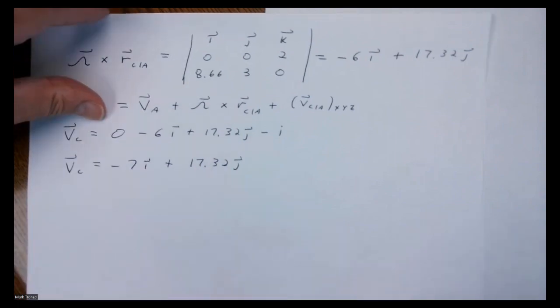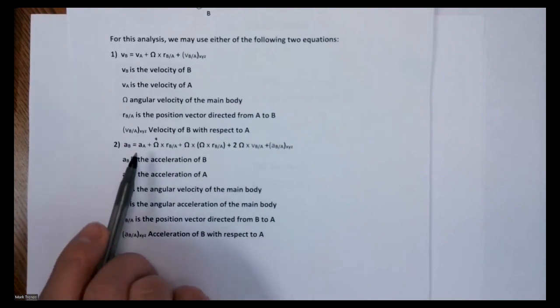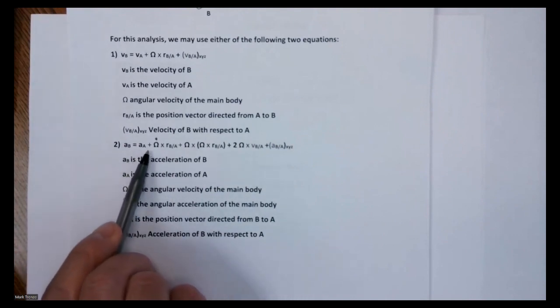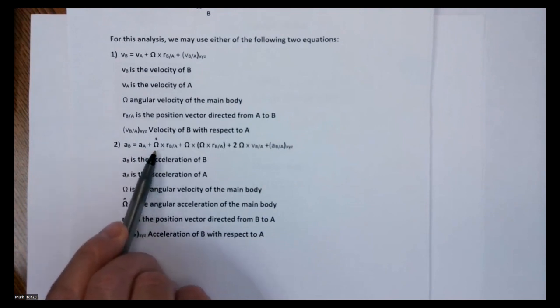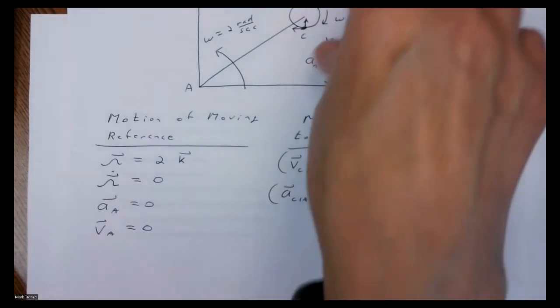Now let's look at our acceleration equation. This equation here, of course, we said that acceleration of A was 0. That's acceleration of the main body. And then now we're going to need this value here, but omega dot is 0. So that's going to be 0. The cross product is going to be 0. So we don't even need to calculate it this time, because you remember there's no angular acceleration of the main body.